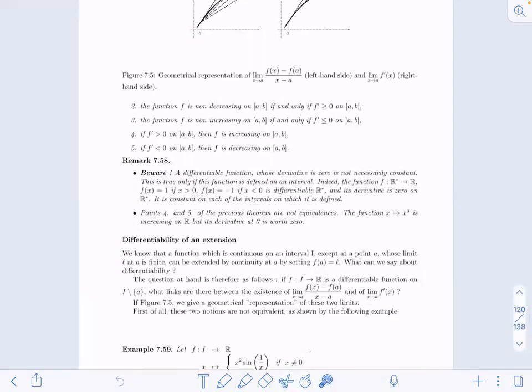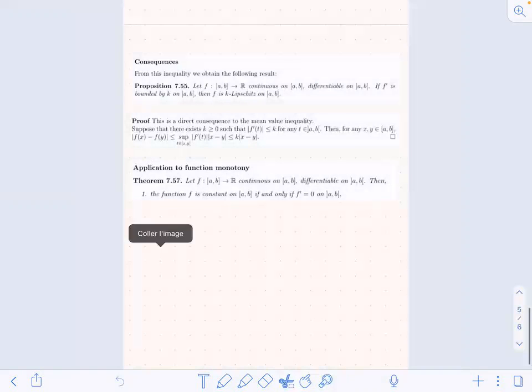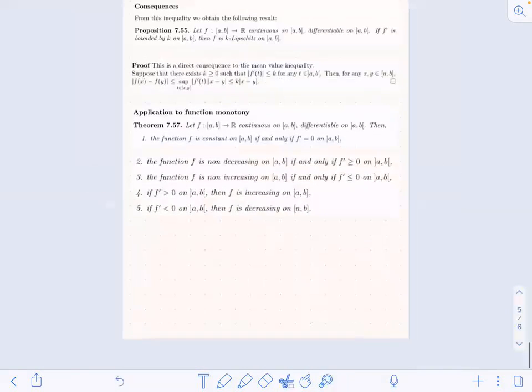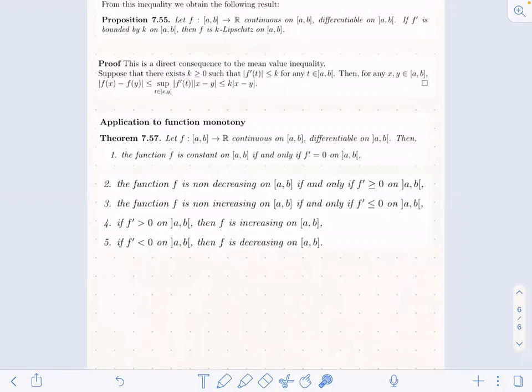And then you've got the following links between being positive derivative and being monotonous or negative derivative. So we know that if you're non-decreasing on AB, that's equivalent to f prime being positive or equal to 0. Non-increasing on AB, you have f prime smaller than or equal to 0. And these are two things that we keep using. In fact, they're also in the proposition of chapter 6 or 5, I think.